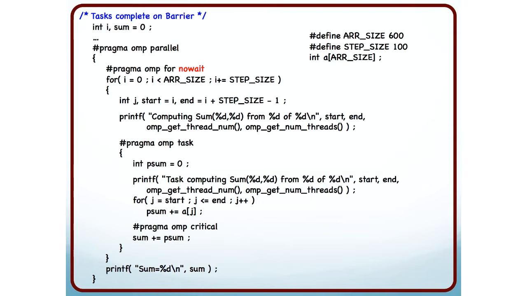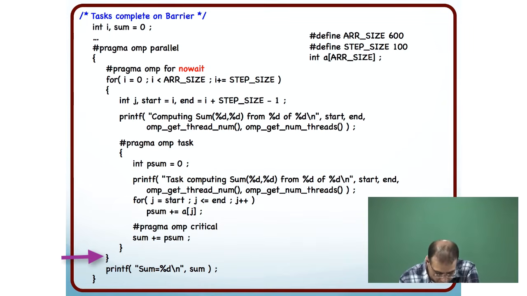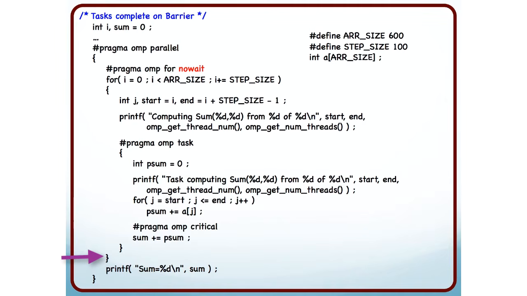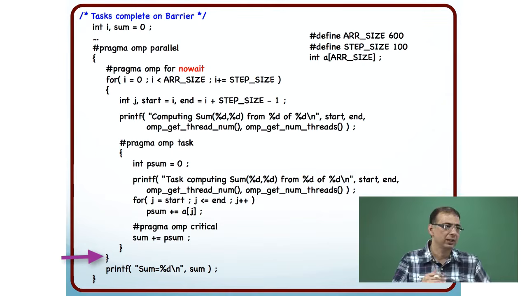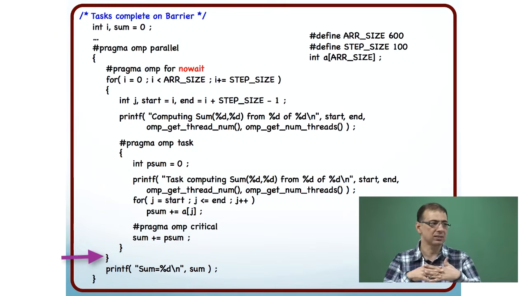Right, so tasks complete on barrier. This is something that I've just added on this slide. Suppose this nowait is not there. In that case, there is an implicit barrier at this point when the for ends. All the threads proceed beyond this point only after they have completed their part of the for loop. So this is an implicit barrier that OpenMP has. Whenever you encounter a barrier, if there are any tasks that have been created, all of them have to complete before you go past the barrier.